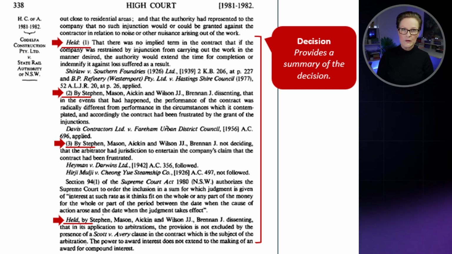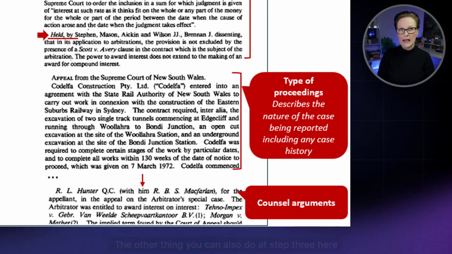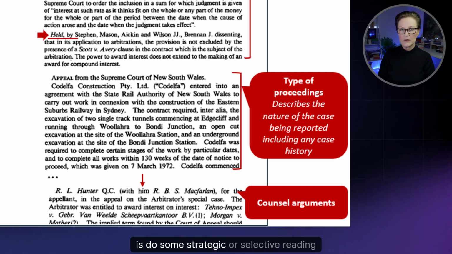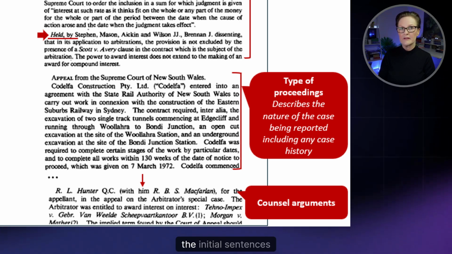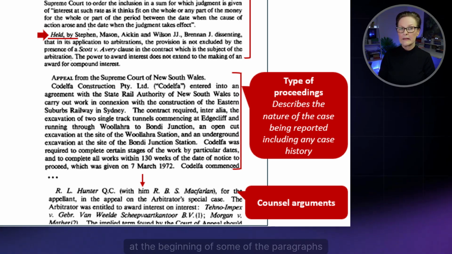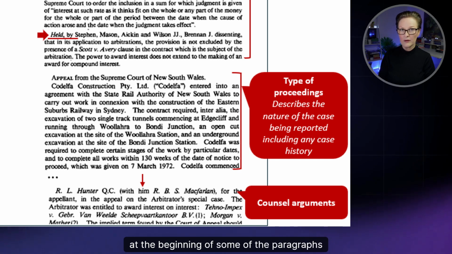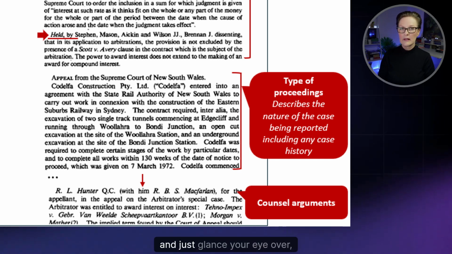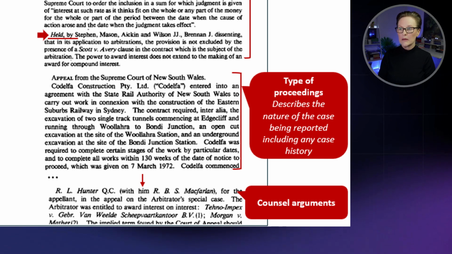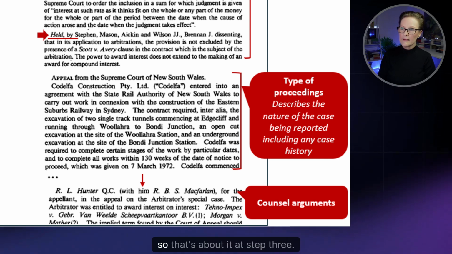The other thing you can also do at step 3 here is do some strategic or selective reading throughout the document. Maybe have a look at a few of the initial sentences at the beginning of some of the paragraphs, and just glance your eye over the rest of the document. All right, so that's about it at step 3.